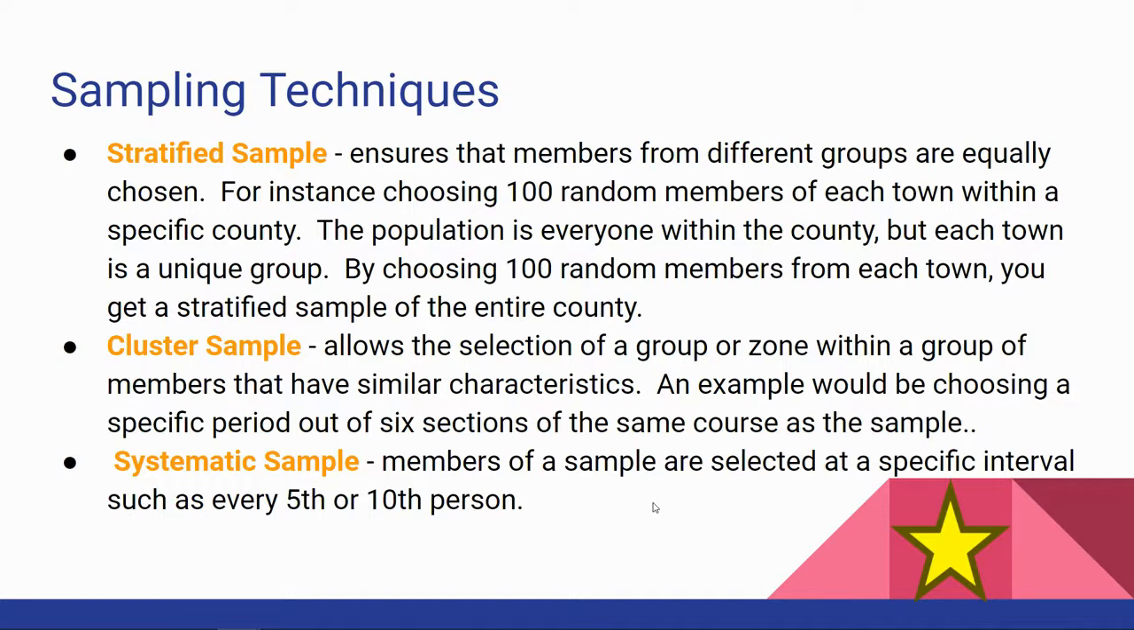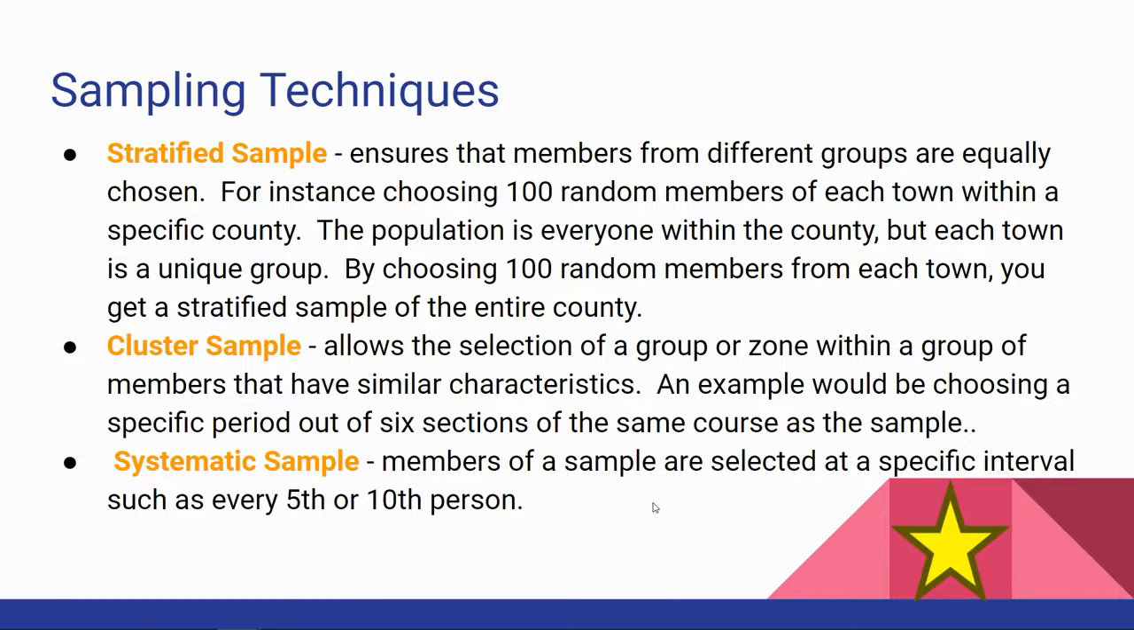The cluster sample allows a selection of a group or zone within a group of members that have similar characteristics. So in this case, they are things like males and females kind of thing. An example would be choosing a specific period of 6 sections of the same course as the sample. So you pick 6 different sections of, say, algebra. There's several different teachers on campus that teach algebra, so there's a lot of class periods to choose from. You would randomly pick 6 of those class periods.